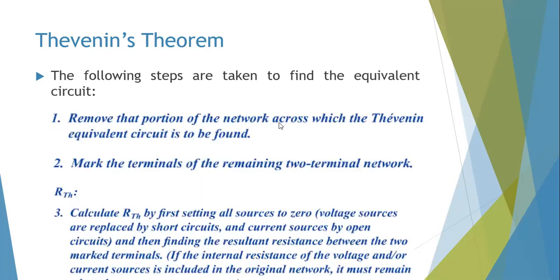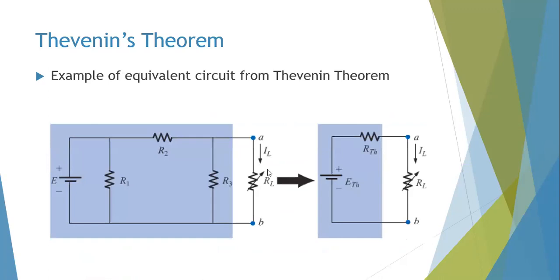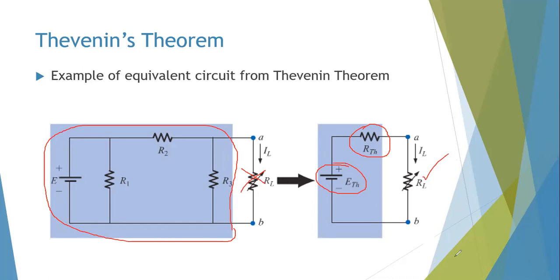Remove a portion of a network across which a Thevenin equivalent circuit is to be found, and then you mark the two terminals A and B like here. So you take this out and then you mark it A and B. At this point, it means your circuit is as follows. It means you don't have this one here. You simply have the part in blue now. This is where we're going to analyze the circuit to be able to get your ETH and your RTH. And then once you find these two, at this point you place back your RL.